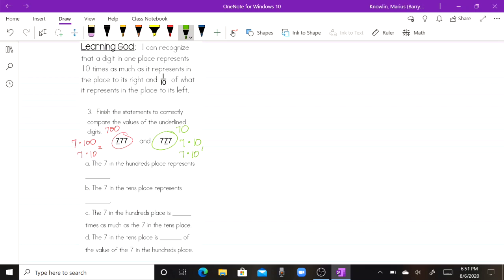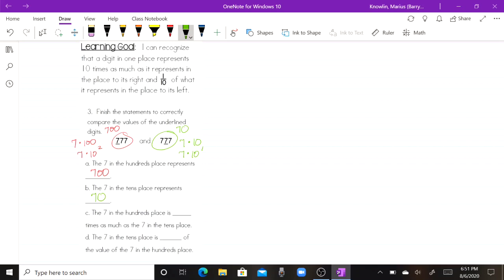All right, so let's take a look at A. A says the 7 in the hundreds place represents, well, we just answered that, represents 700. The 7 in the tens place represents 70 because it's 7 tens, right? 7 times 10.